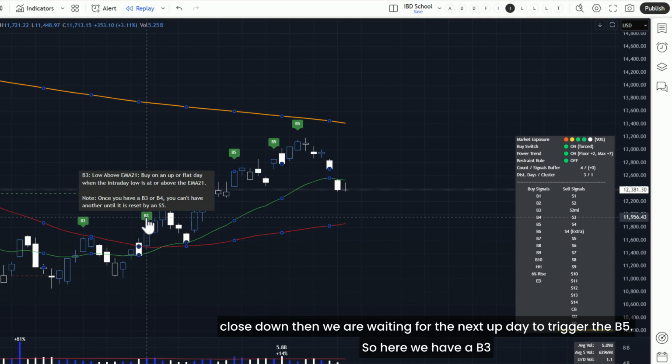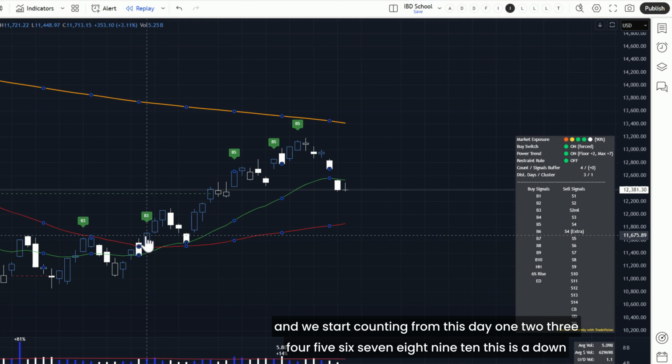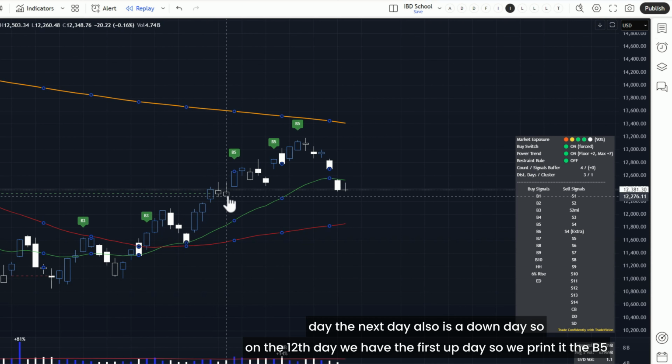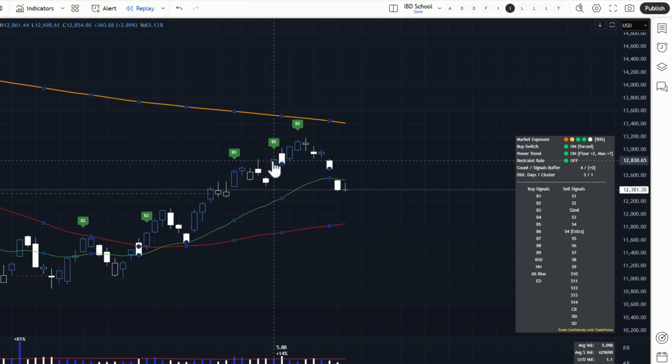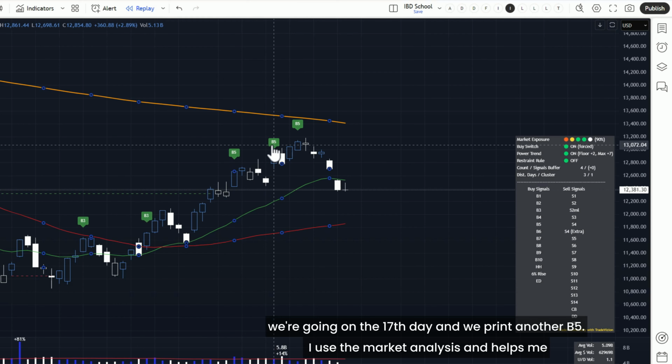So here we have a B3, and we start counting from this day: 1, 2, 3, 4, 5, 6, 7, 8, 9, 10. This is a down day. The next day also is a down day. So on the 12th day, we have the first up day, so we print the B5. And then from here was the 10, 11, 12, 13, 14, 15, 16. Because all this is down days, we're going on the 17th day and we print another B5.